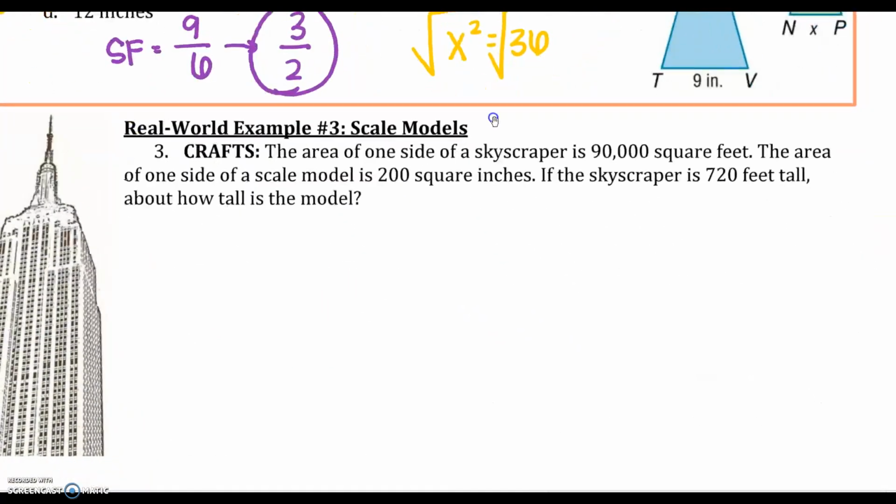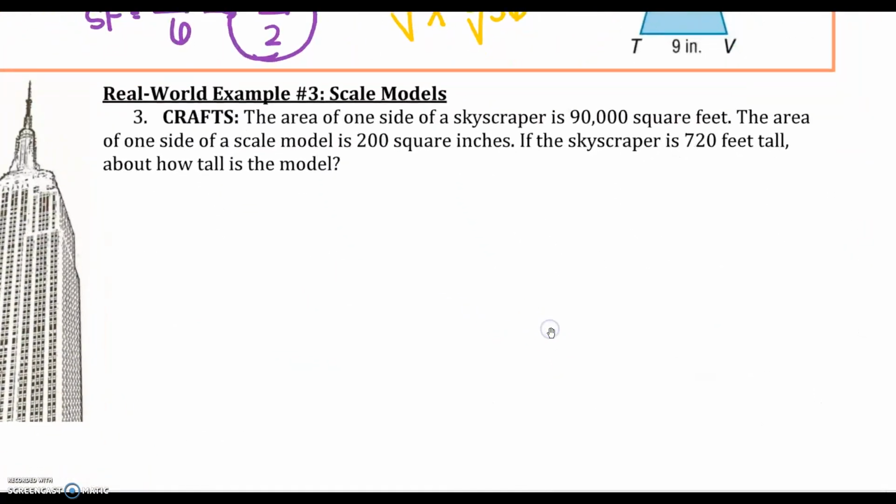All right, last one, some scale models using the same concepts. The area of one side of the skyscraper is 90,000 square feet. The area of one side of the scale model is 200 square inches. If the skyscraper is 720 feet tall, how tall is the scale model? Now you can convert if you want to, but you also don't have to.